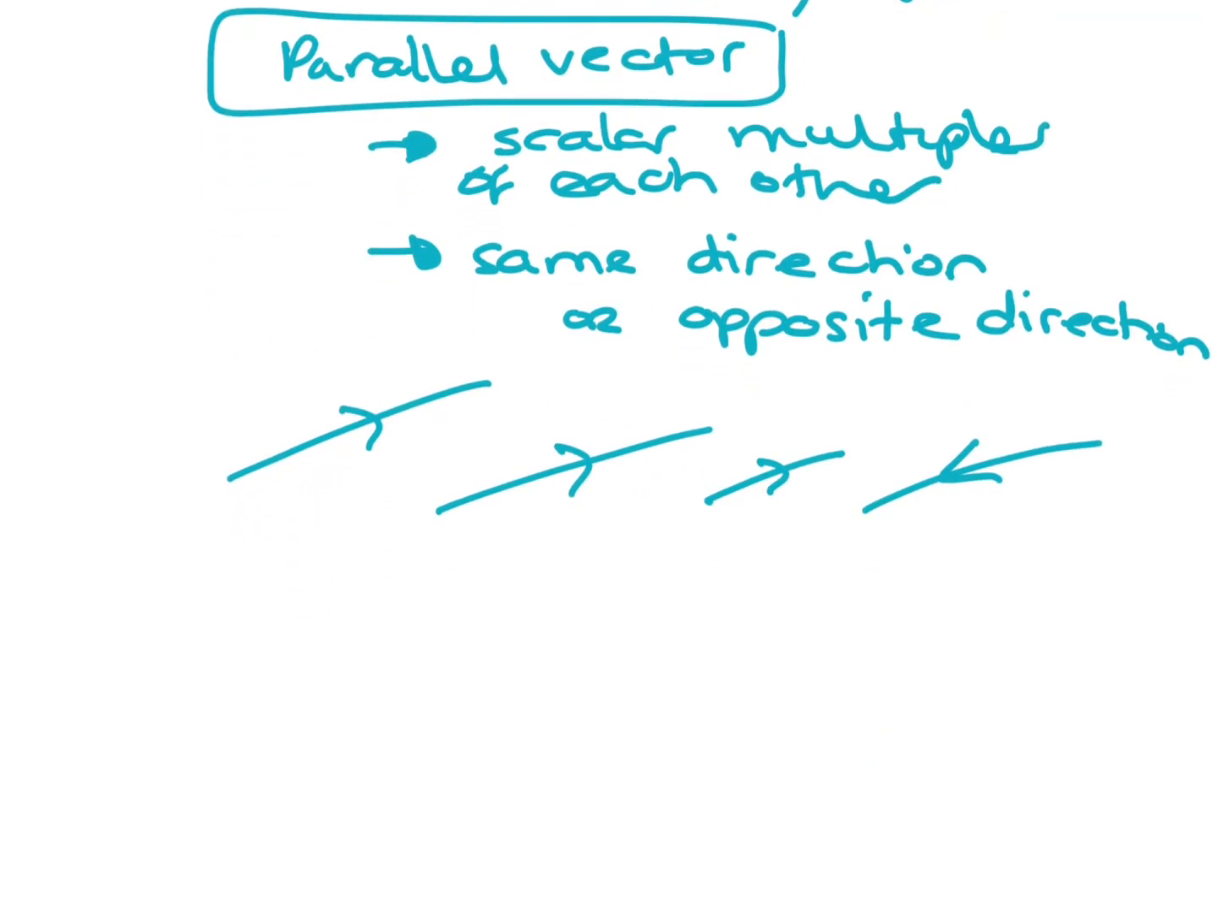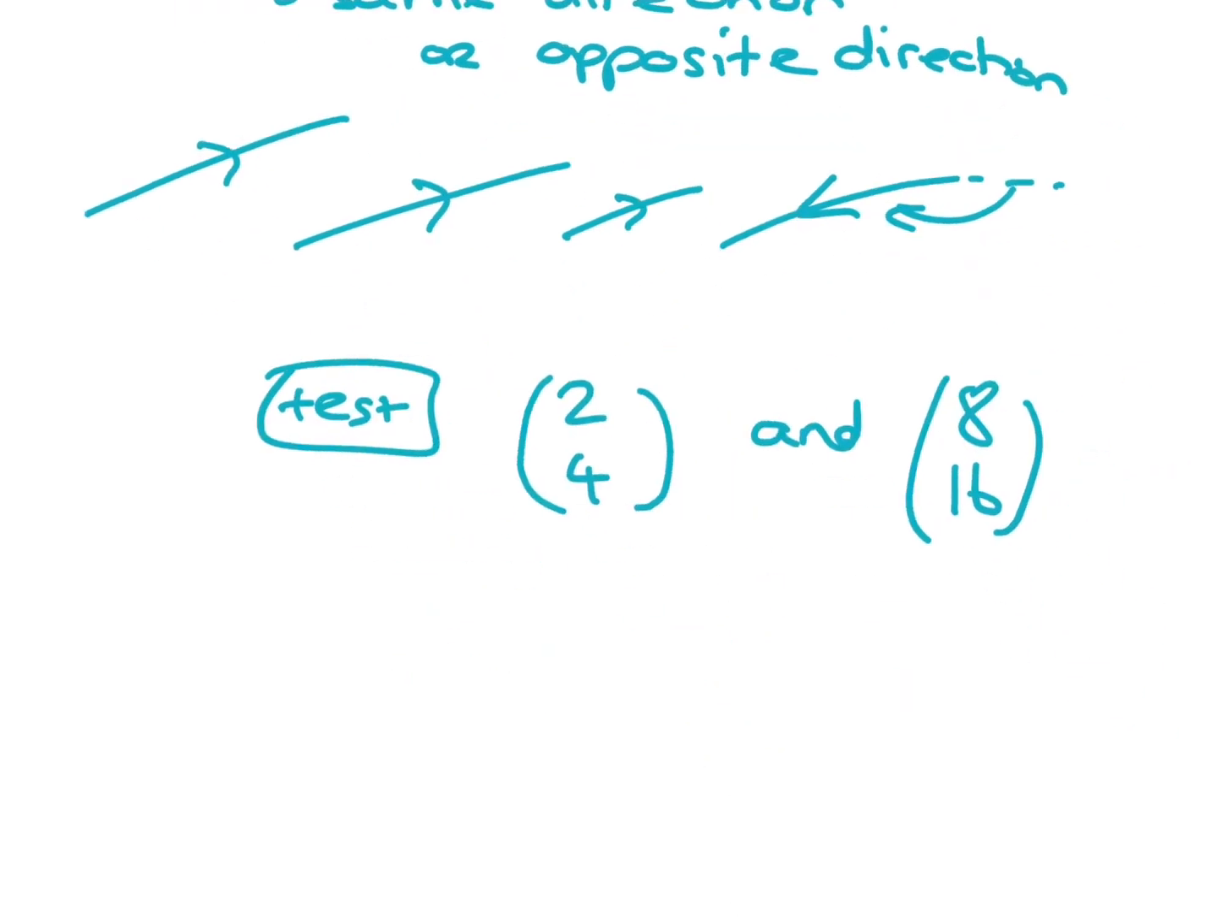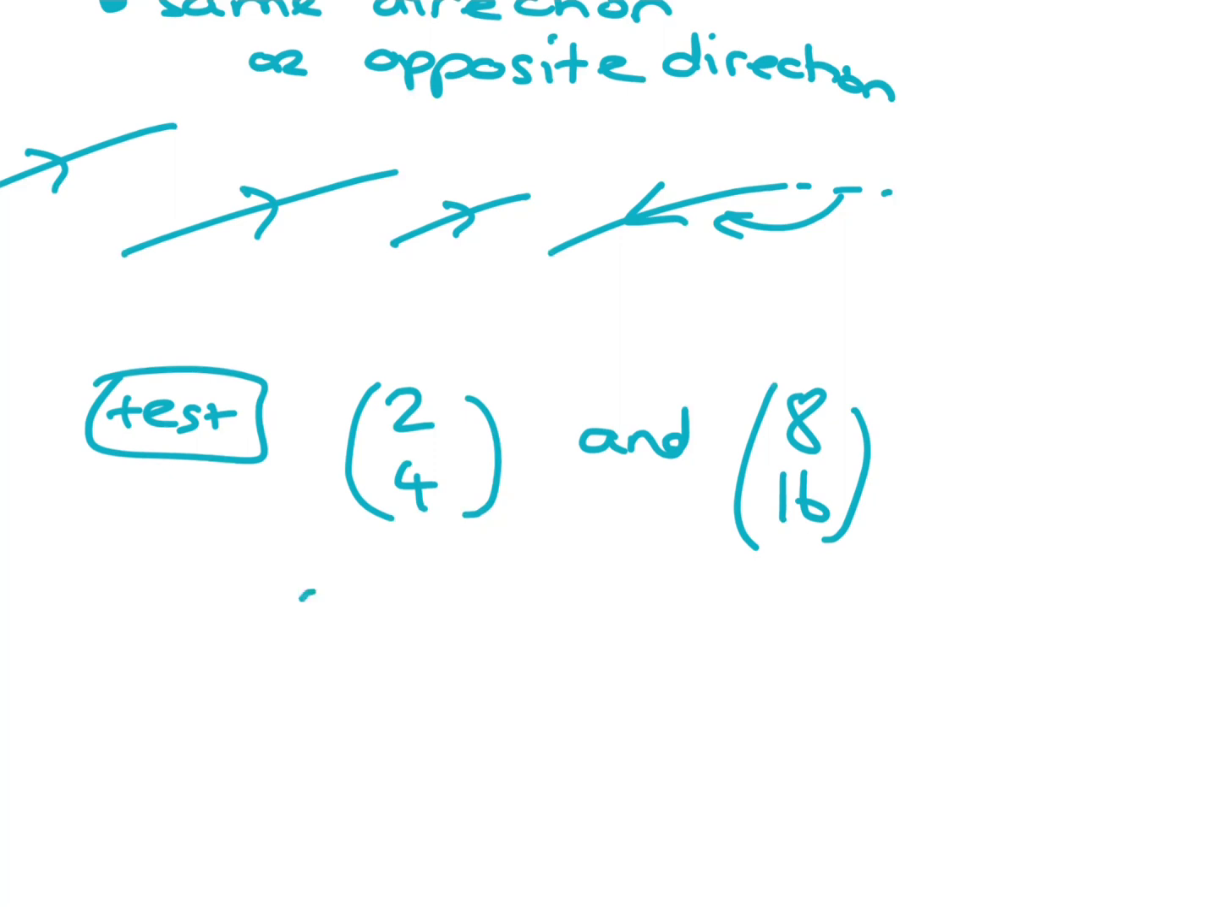Even if they're in opposite directions, if they're sloping at the same angle, say for this one, the obtuse angle, then they would still be parallel to each other. So how do you test if something's a scalar multiple of something else? For example, say you have 2, 4 and you have 8, 16. If you factorise out the 2 from the first one, you get 1 and 2. If you factorise out 8 from this one, you get 1, 2.